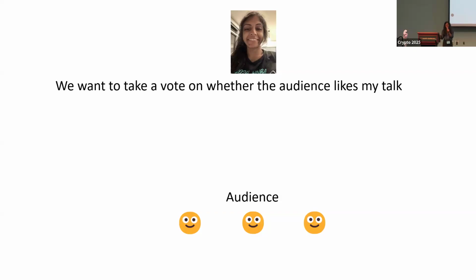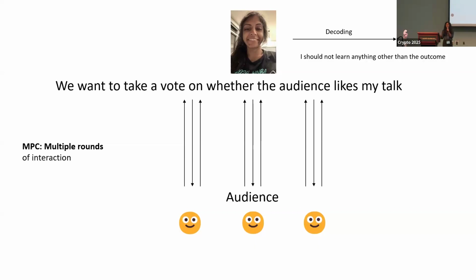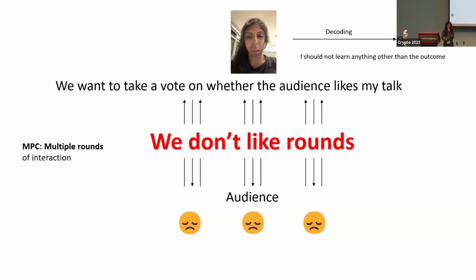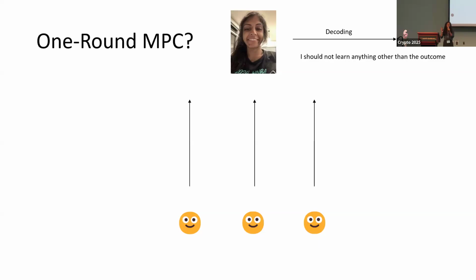So this gives us a pretty natural scenario for MPC where I'm tallying up all your votes and you don't want me to learn anything other than the function output. There are many MPC protocols to do this that require multiple rounds of interaction. But I don't want to do that. You all don't want to do that. We don't want to sit here all night coordinating all these rounds. And if you've been to any other MPC talk, you know that we do not like rounds. So a pretty obvious question to ask is, can we do this vote in one round?